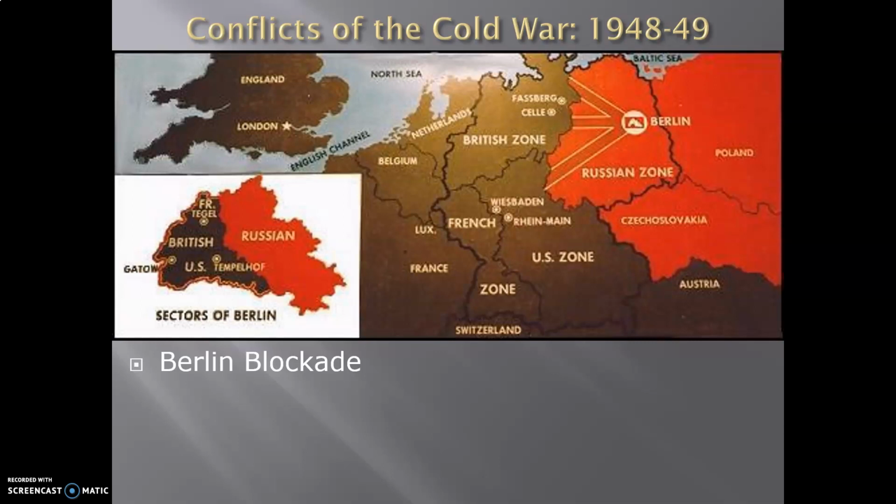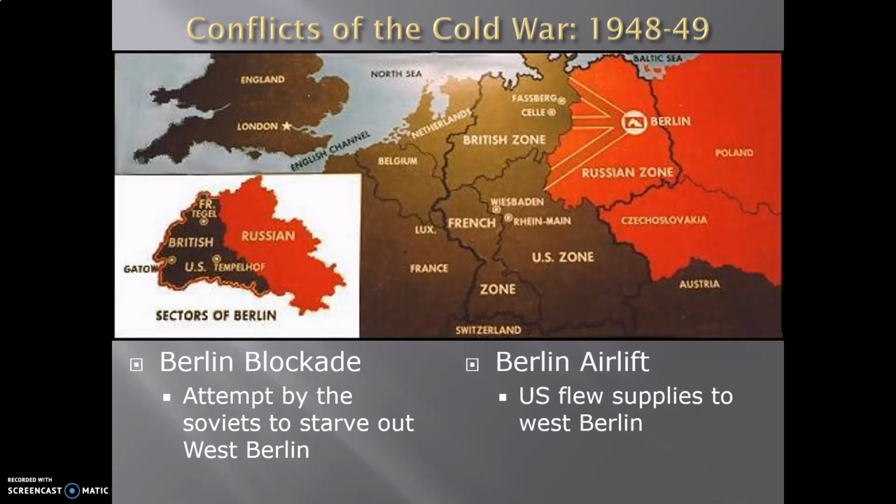The French, British, and US side eventually became West Berlin, and the Russian side East Berlin. But the Russians were trying to basically force all of Berlin to fall to their control. And so they basically cut off all roads to Berlin to essentially starve them to submission. Well, the US and the West tried to counteract this by doing the Berlin airlift, in which the U.S. flew supplies to West Berlin.